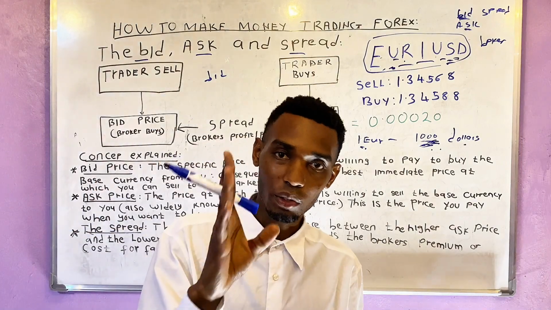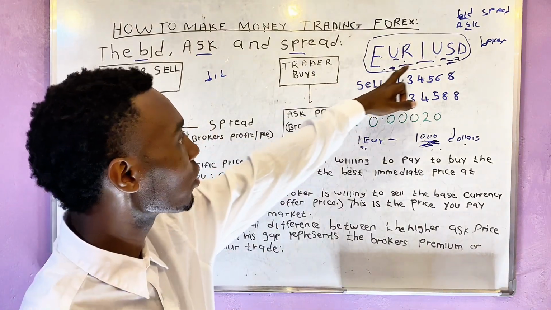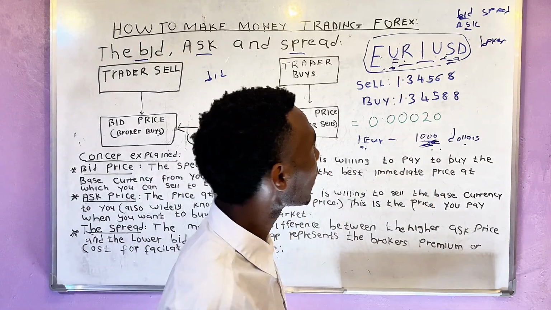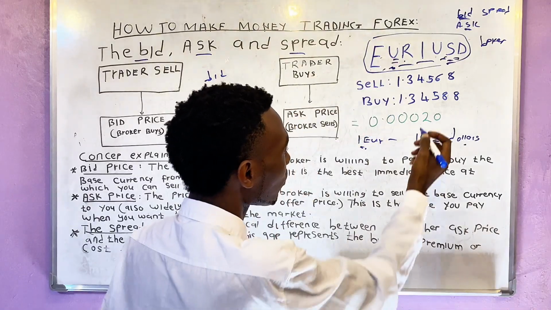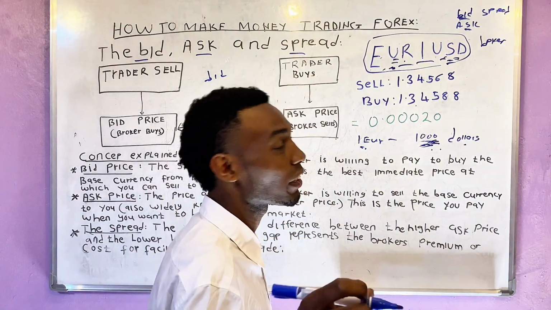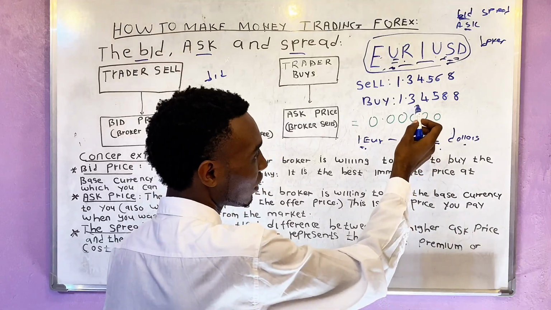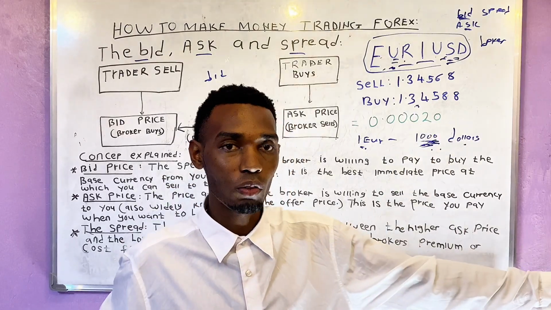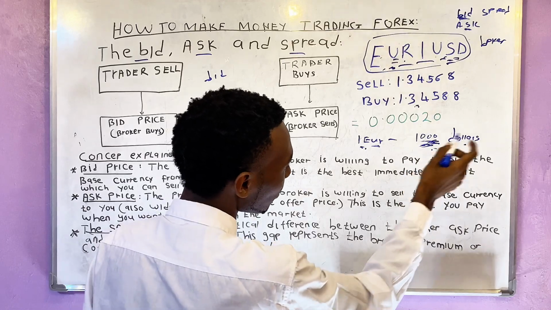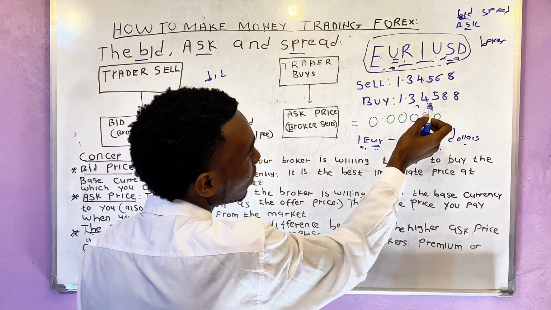I think this is how it should be. This part, Euro USD, you want to buy euros from dollars. Now if you buy, the price of buying is 1.34588. That is the price of buying. This one is set by the broker himself, the price at which you are going to buy from him. Now buying means 1 euro is equal to $1,000. Now he's going to buy from you, and 1 euro is equal to these dollars.